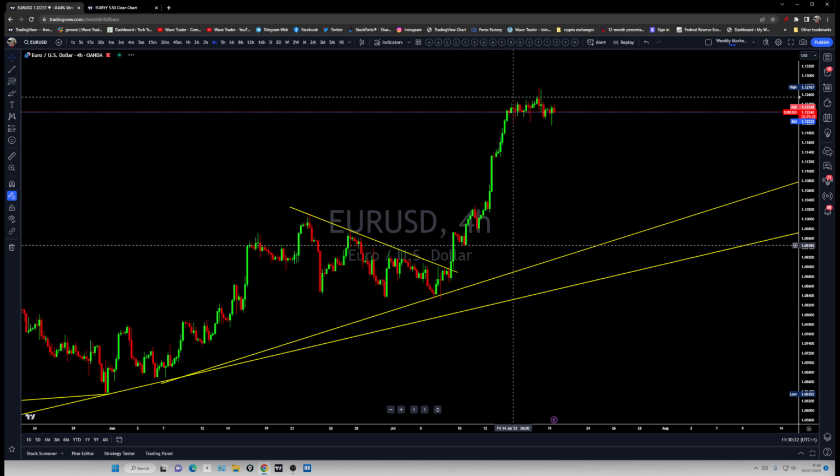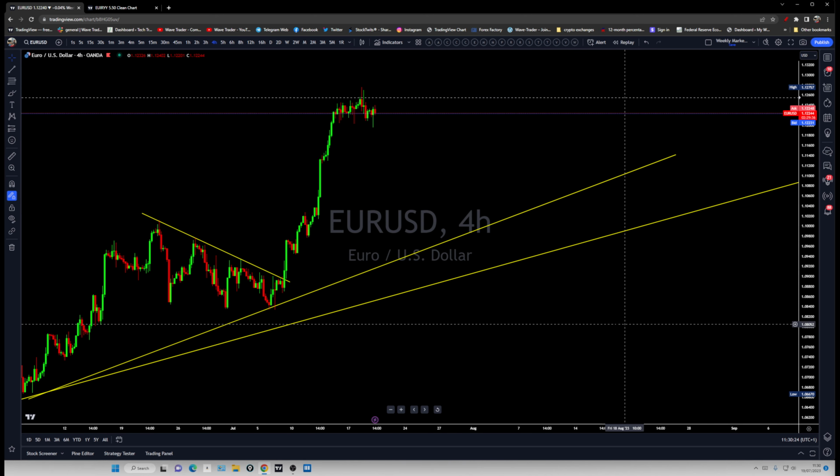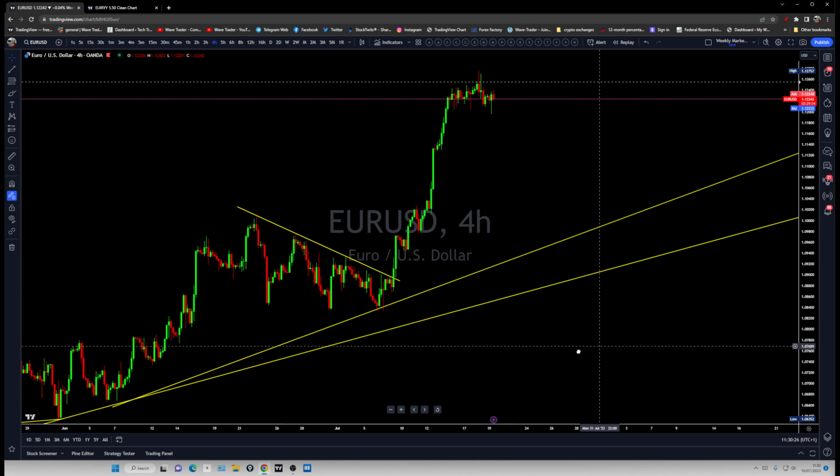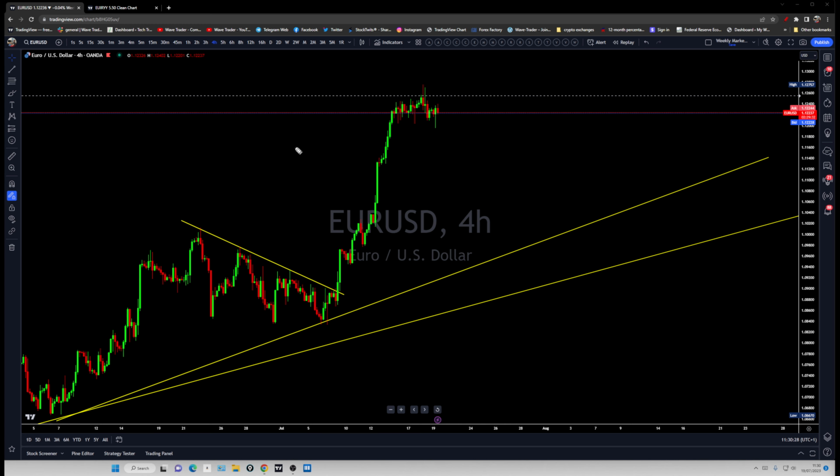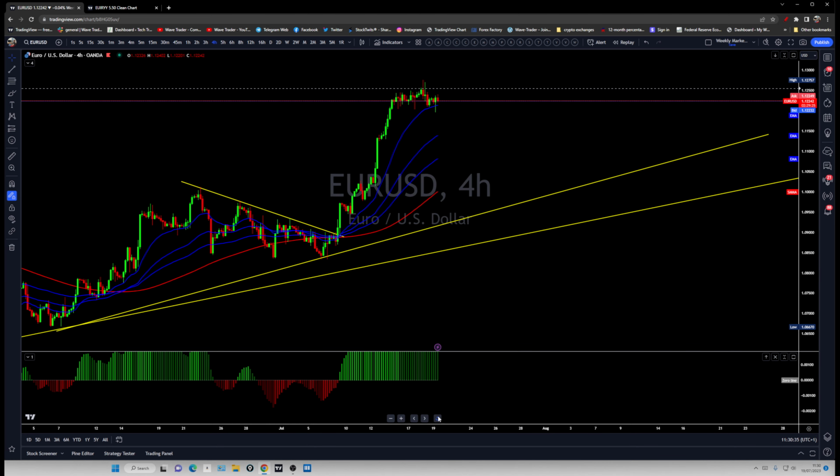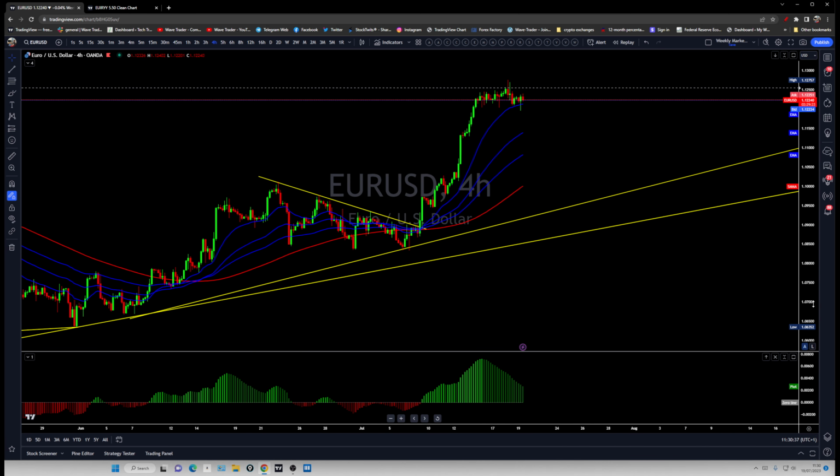If I look at the 4-hour time frame, let me pull out the moving averages. The moving averages are far away, so price will simply fall back within the moving averages.